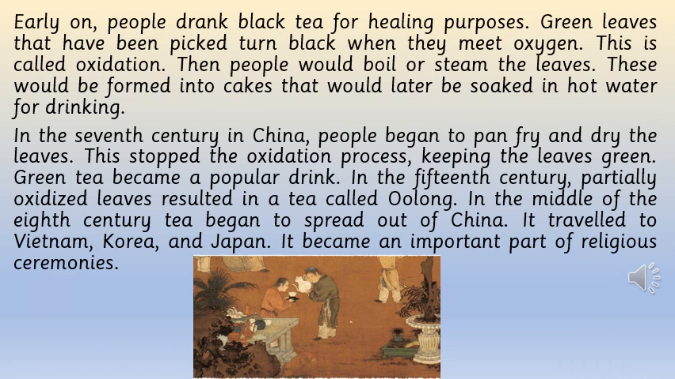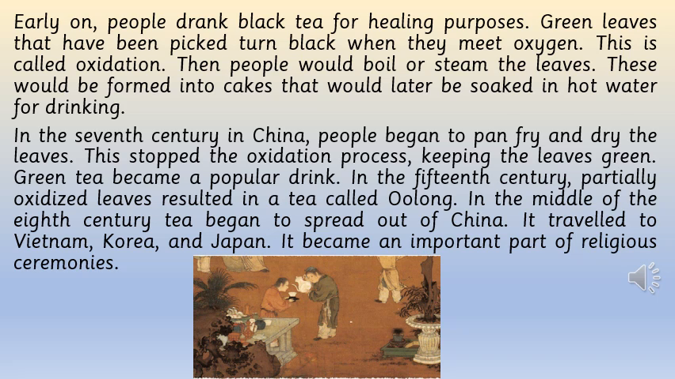Now, we learned from the first slide that tea is taken from the leaves of the camellia plants, and there are many kinds of teas. Now, let's see how did the early people drink tea. Keep your fingers on the words. Early on, people drank black tea for healing purposes. Healing purposes means it was used as a medicine, not as a social drink.